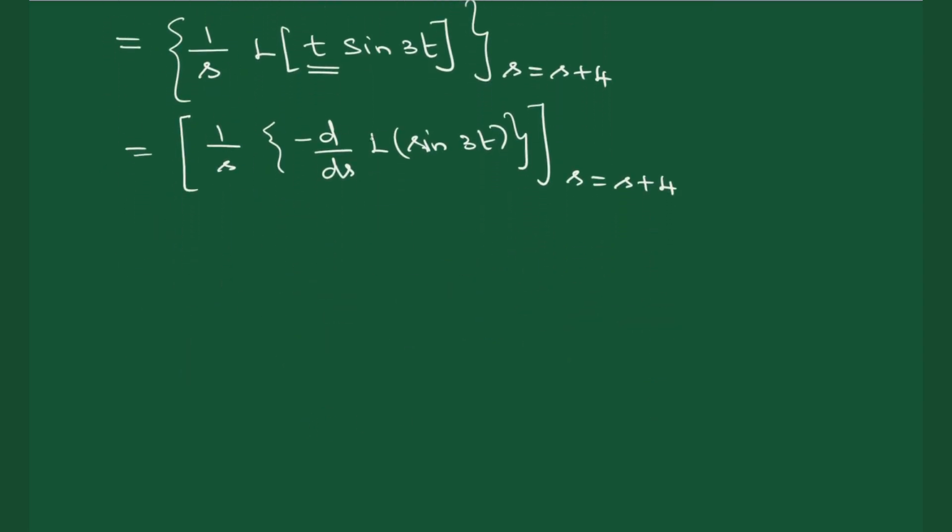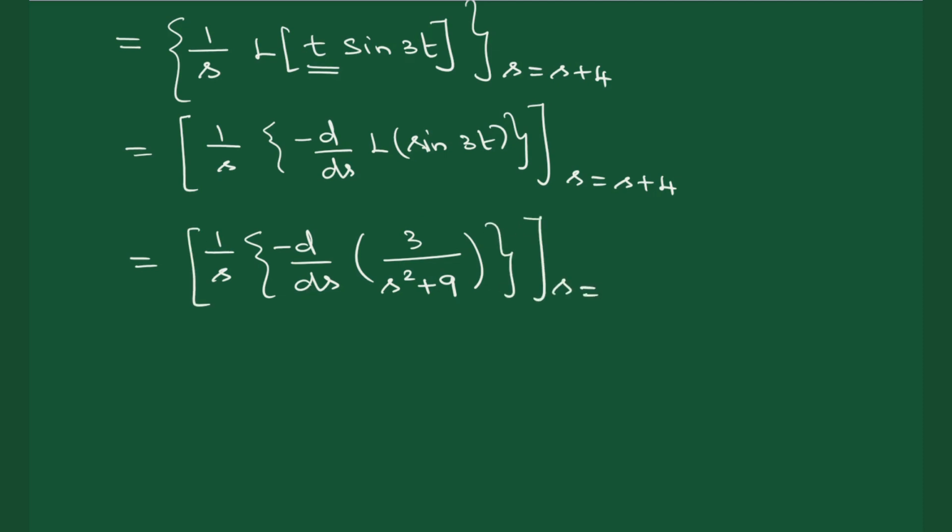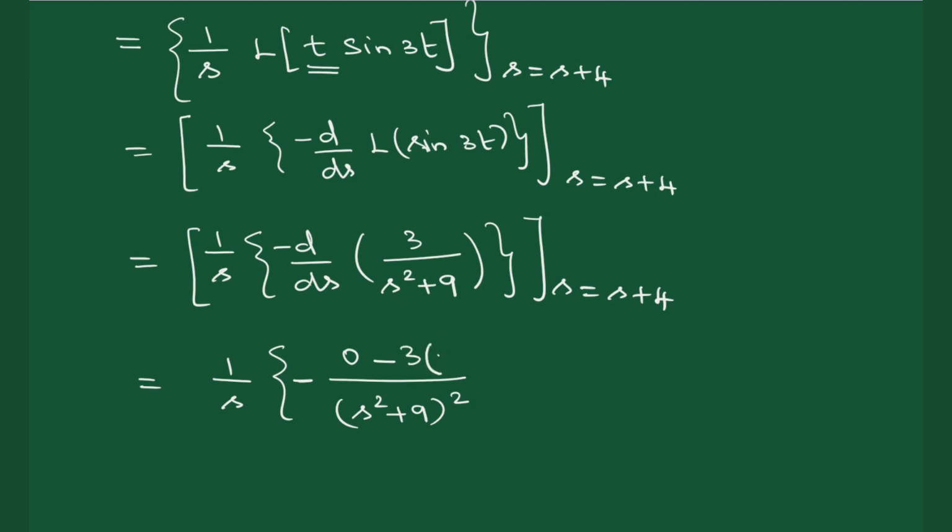Now we have to find the differentiation of L of sin 3t. So this is equal to 1 by s into minus d by ds of, what is L of sin 3t? 3 divided by s square plus 9. This we have to differentiate. Then finally we have to replace s by s plus 4. So first let us differentiate it. Again using the u by v rule, the quotient rule, the denominator is v square, and the numerator will be 0 minus 3 into v dash, which is 2s. Right? So s should be replaced by s plus 4.